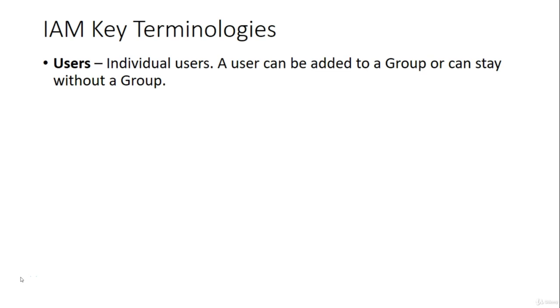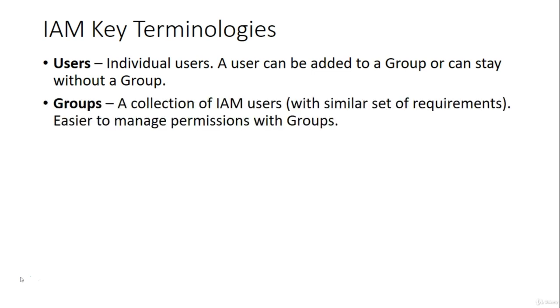IAM key terminologies. Users, individual users. It's like the same we have in other accounts. A user can be added to a group or can stay without a group. Groups, a collection of IAM users with similar set of requirements. Easier to manage permissions with groups. So the users who have a similar set of requirements, for example developers, all the developers have similar requirements, so they can be placed in one group. People related with accounts and finance can be placed in another group.